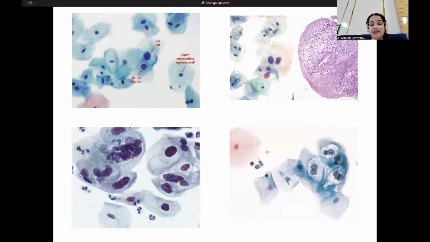Now these are the cells that we have been talking about. These are the changes. You can see perinuclear cavitation or clearing. These cavitations or clearing should not be confused with pseudo halo, which you can see in case of glycogenation of intermediate cells or in case of fungal infections. So it is important to differentiate it. Next slide, please.